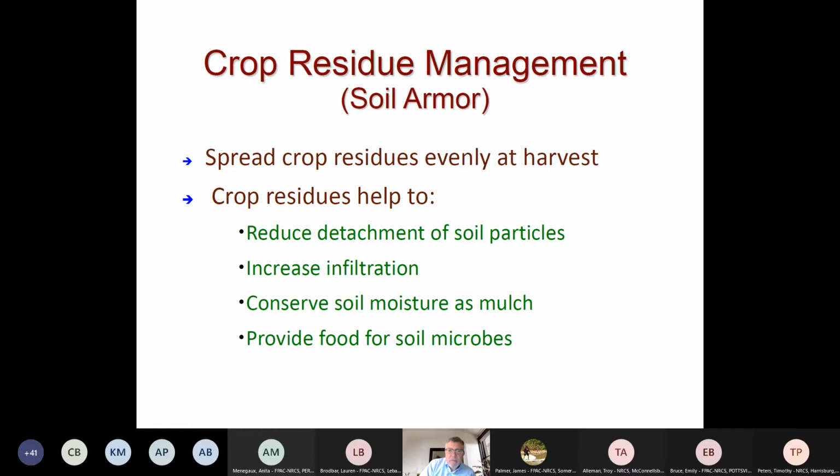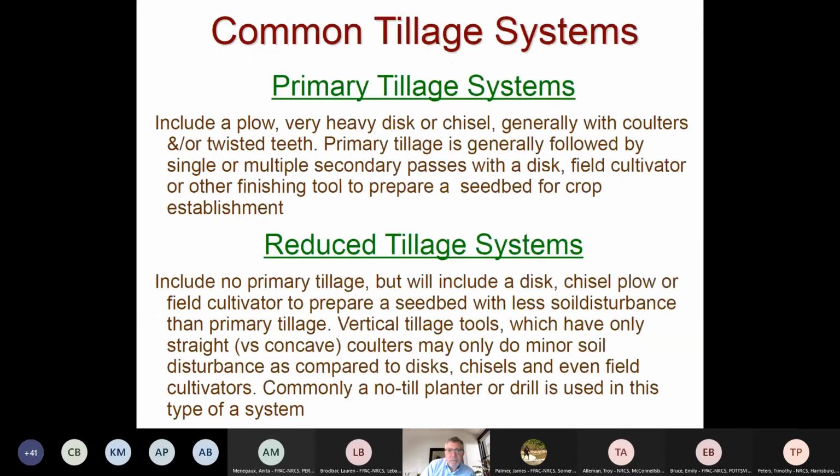So we want to get the crop residues evenly spread so we don't have striping in the field caused by high and low levels of residue across the field because it wasn't spread out the full width of our planting equipment.